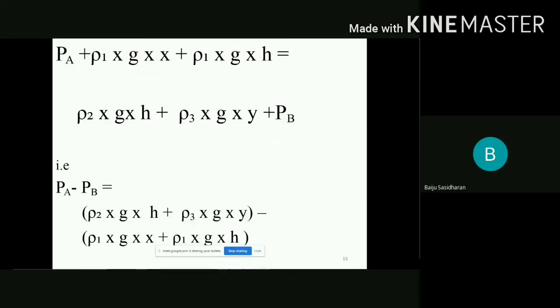Okay. So I will show you what is in the left side. PA plus ρ1 into G into X plus ρ1 into G into H will be equal to, in the right side, ρ2 into G into H plus ρ3 into G into Y plus PB. Since the other pipe is having a different liquid, the density will be different. That is why it is indicated as ρ3. Okay. Then finally, you can find out the pressure difference between these two pipes, PA minus PB.